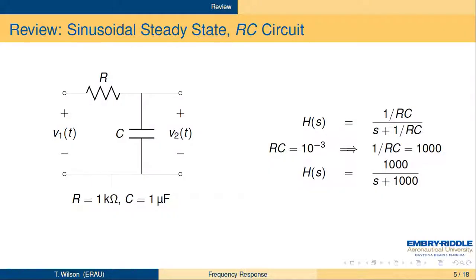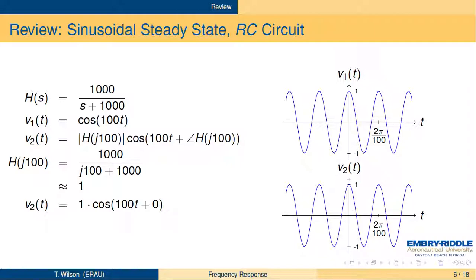Here's our RC circuit. Familiar parameters: 1 kΩ resistor, 1 µF capacitor. Looking at the output across the capacitor, H(s) is (1/RC) over (s plus 1/RC), with R and C as given. Then RC is 10^-3, so 1/RC is 1,000. So the transfer function is 1,000 over s plus 1,000.